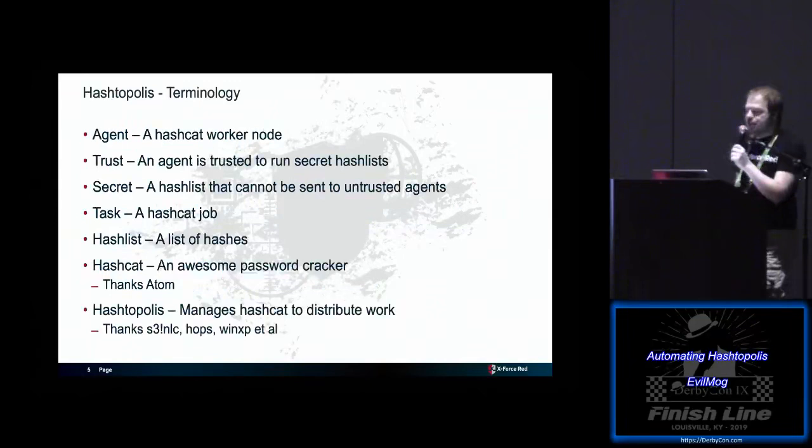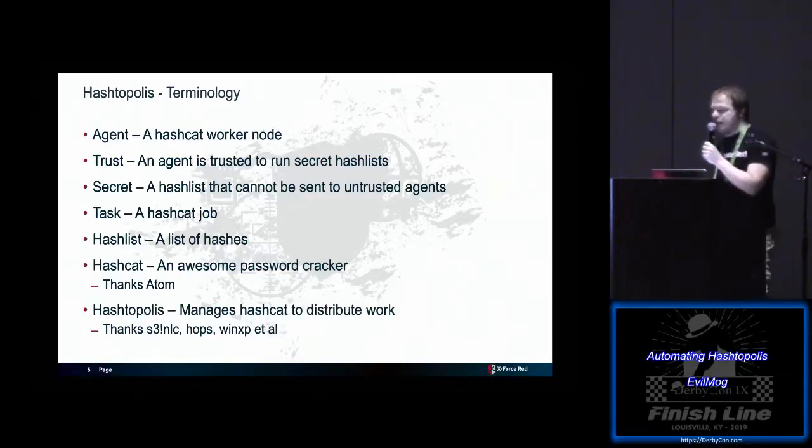So, some basic terminology. In Hashtopolis, an agent is a Hashcat worker node. Trusted is an agent that can run secret hash lists when you check the box that says this hash list is secret. Secret is a hash list that can't be sent to untrusted agents. A task is a Hashcat job. A hash list is a list of hashes.